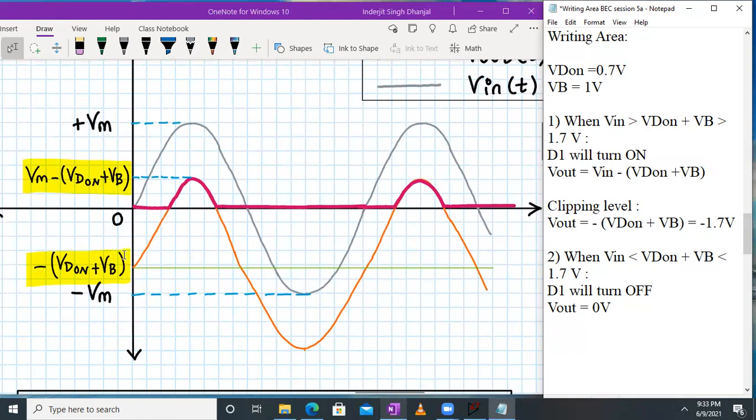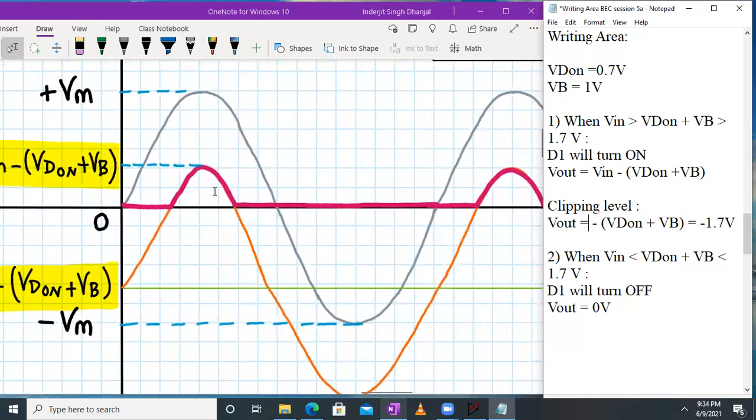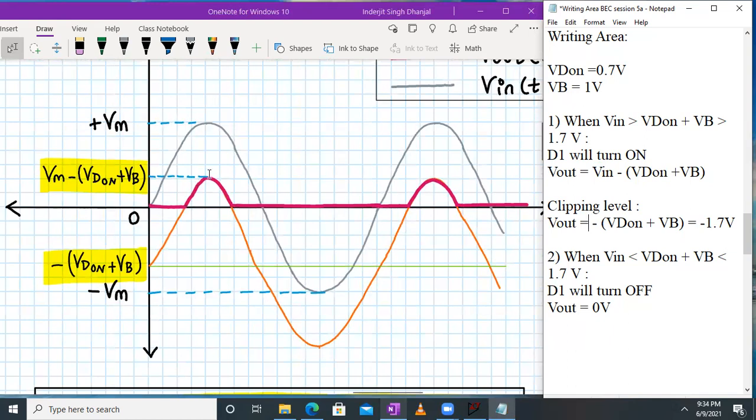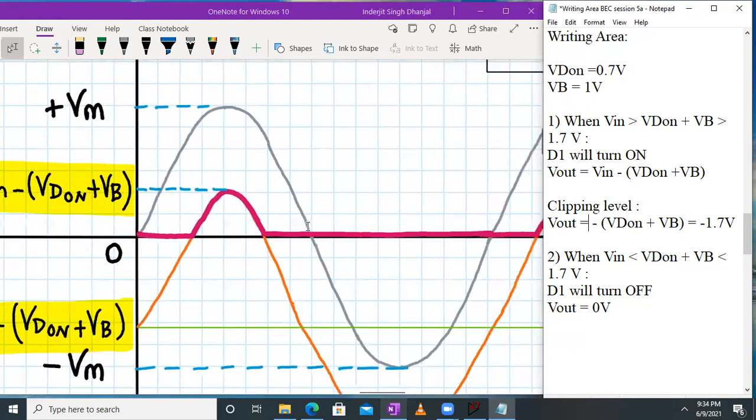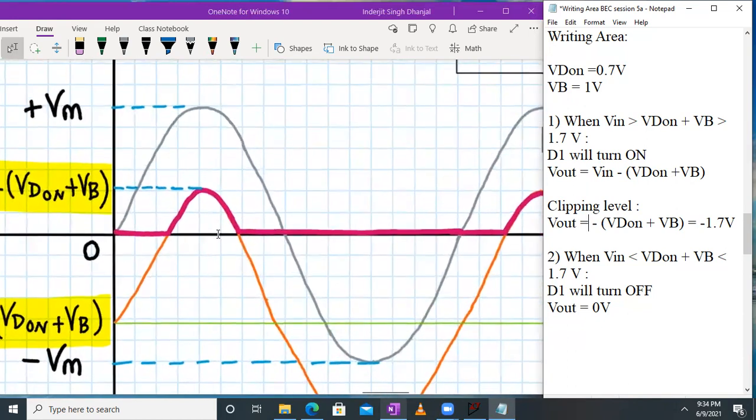If I substitute over here, whenever V in is greater than VD on plus VB, obviously V out will be greater than 0, and the diode will turn on. That means whenever this tracking waveform is going greater than the 0 level, greater than this x-axis, the output will follow it. The tracking level will be marked over here like this, because this is the case when your diode will turn on.